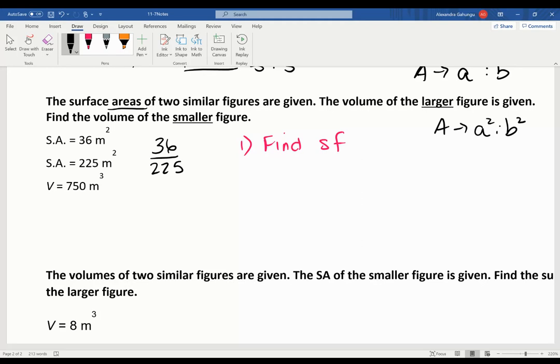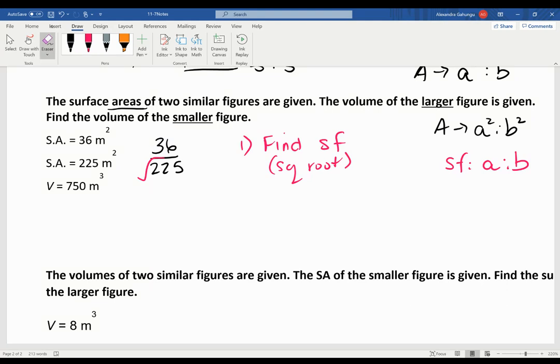So finding the scale factor means I take the square root, because it's the ratio of my areas. It's a squared, b squared. So to get to scale factor, which is a to b, I'm going to need to take the square root. So to take the square root of this guy, I get, oh, have I simplified? Let's double check that first.